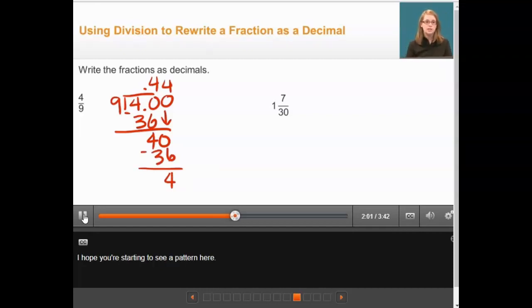I hope you're starting to see a pattern here. You should see that 4/9 is actually a repeating decimal. 4/9 is equivalent to 0.4 repeating.